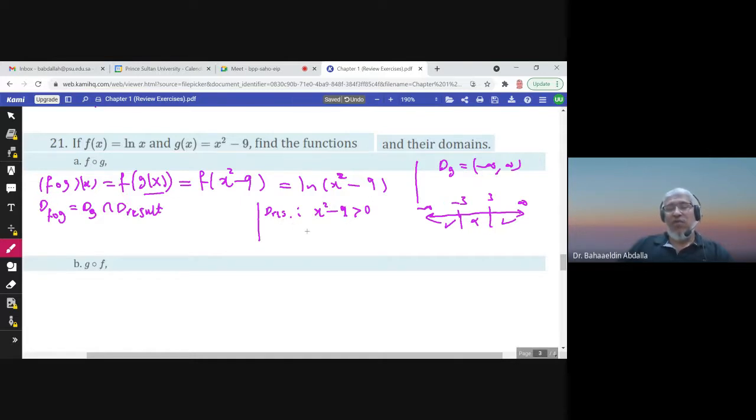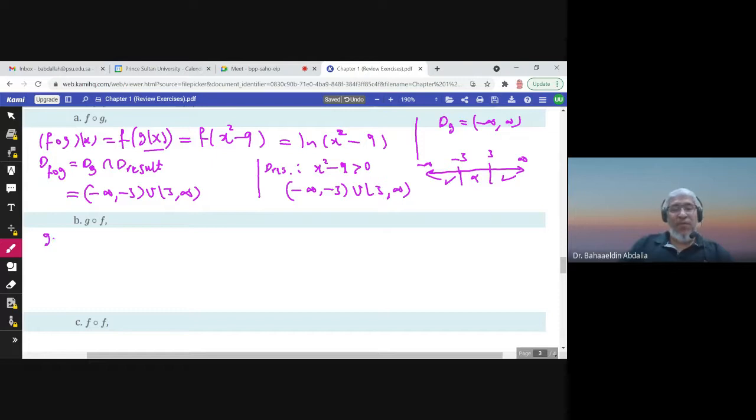So the domain of the result is from negative infinity to negative 3, union 3 to infinity, open, because we do not accept the number inside being 0. So this is the domain of the result, and the domain of g is negative infinity to infinity. So the intersection would give you from negative infinity to negative 3, union from 3 to infinity.